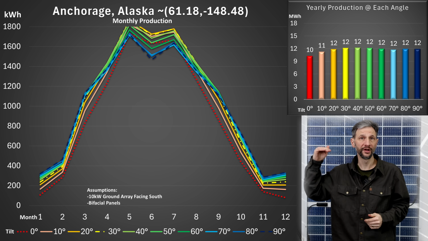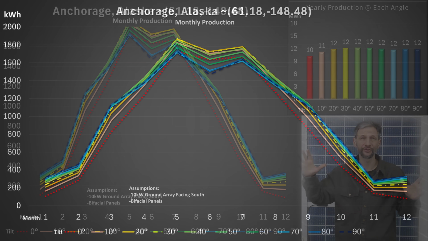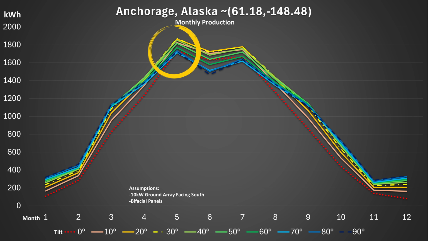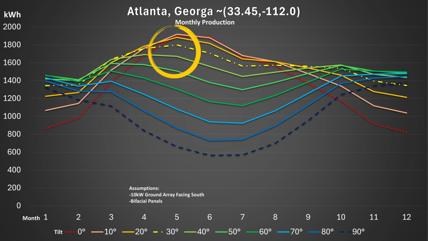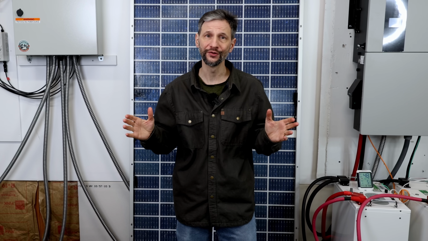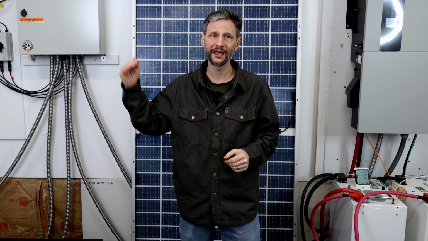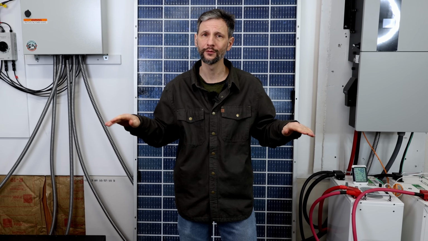And yet, the summer months are some of the highest of all of our charts, over 1,800 kilowatt hours in May. Only Atlanta, Georgia has a higher peak output. Having lived in Anchorage, I can tell you that it is entirely due to the very long cool summer days and almost complete lack of sunlight in the winter.